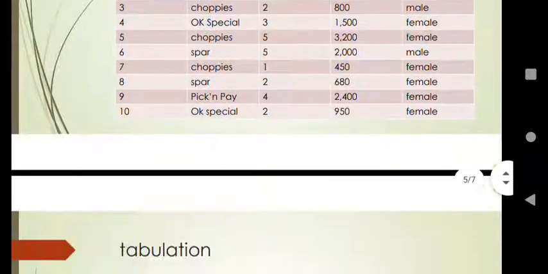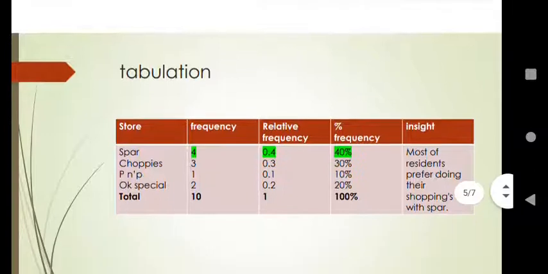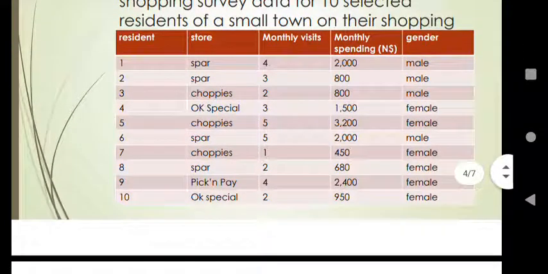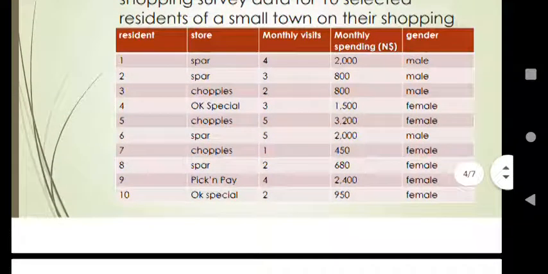Now tabulation, as we say, we are going to use the qualitative data. The store is qualitative data. Monthly visit is quantitative. Monthly spending is also quantitative. Gender is qualitative.